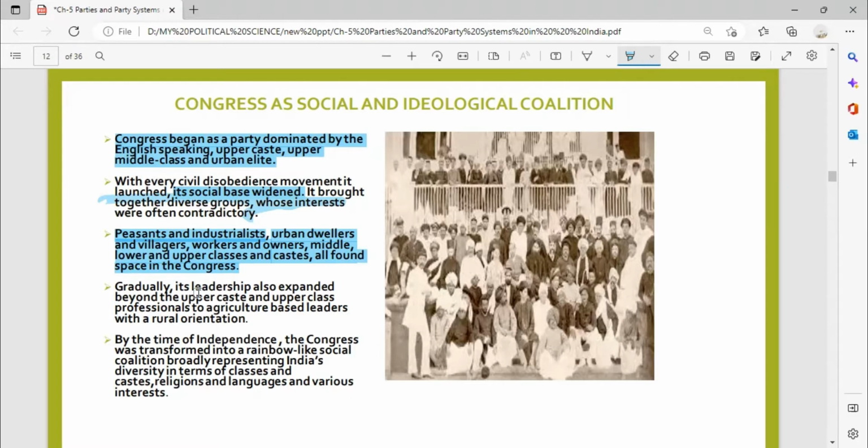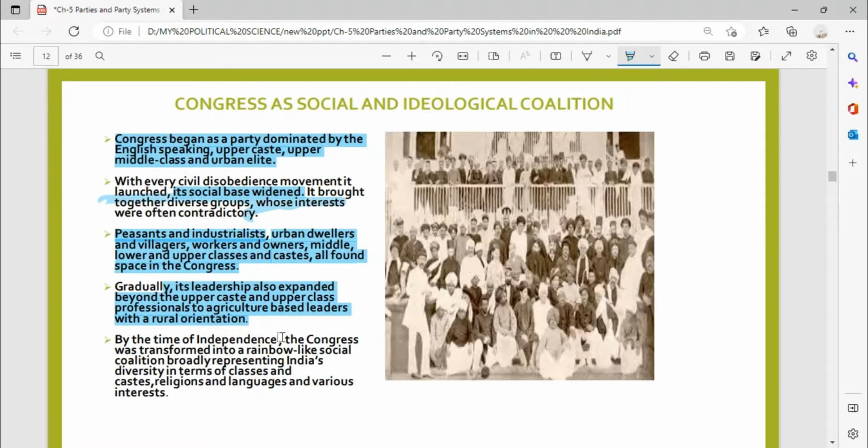Gradually, its leadership also expanded beyond the upper caste and upper class professionals to agriculture-based leaders. Earlier, it started for urban elites, English speaking people, but it also got a characteristic of rural areas, and even farmers became a part of it. And that's why Congress started to get huge success in the elections.